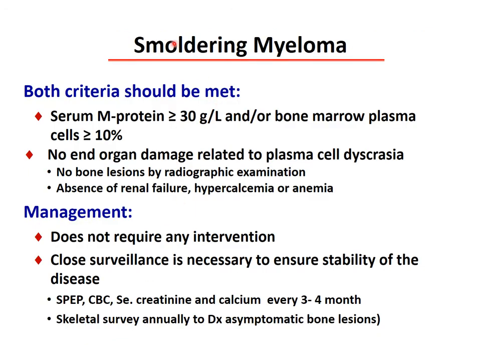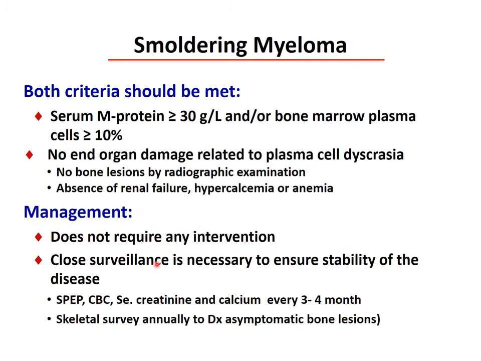Now, in smoldering myeloma, we have an increased M protein. However, we have no clinical signs. We don't have any kind of organ manifestation. So there is no bone lesion, no anemia, no bone marrow involvement. We don't have enough plasma cells in the bone marrow. It doesn't require any kind of therapy or intervention.